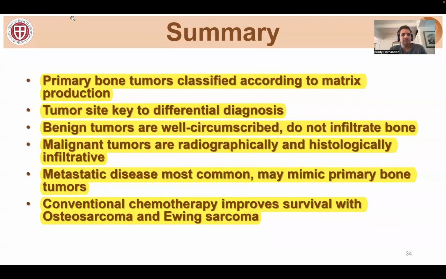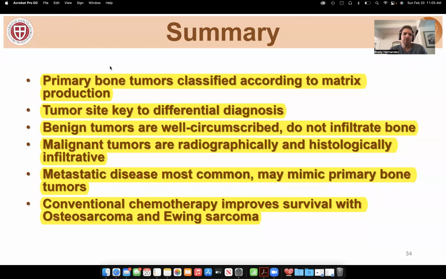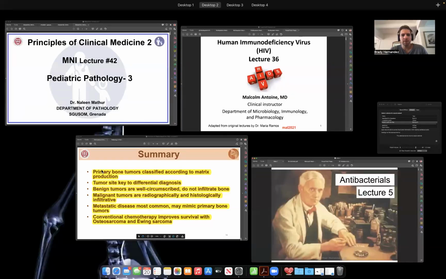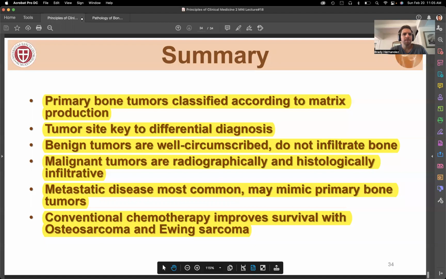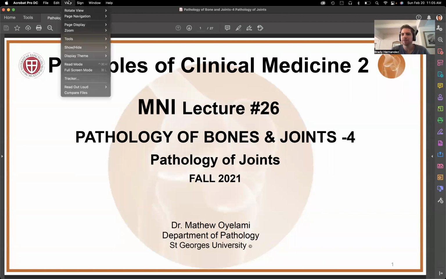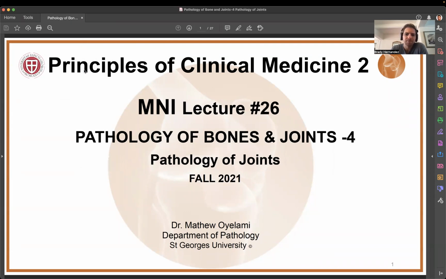So as I mentioned, the tumors do get complicated, but I think you can get away with knowing just a few buzzwords for them. You should be good. When in doubt, go with osteosarcoma. That's if the person's under 20 years old, just because that's the most common.